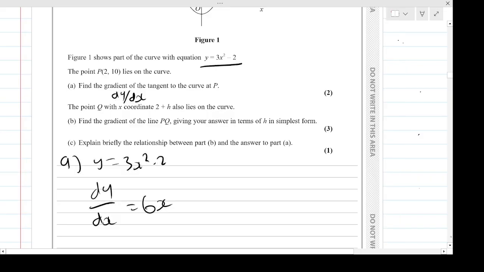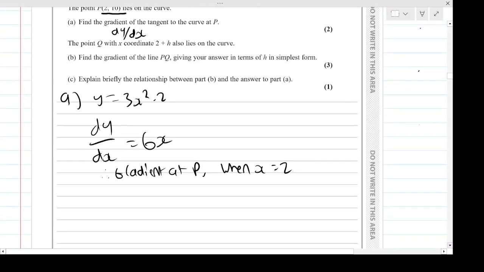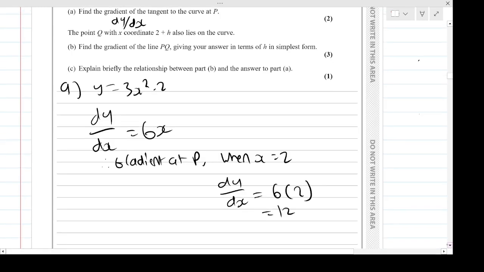There we are. And so therefore the gradient at P, again, we're given that it's (2, 10), that's x is 2. So when x is 2, then the gradient, the derivative dy/dx, is 6x. That's 6 lots of 2, which is 12. And there we are. So that's the gradient, 12.